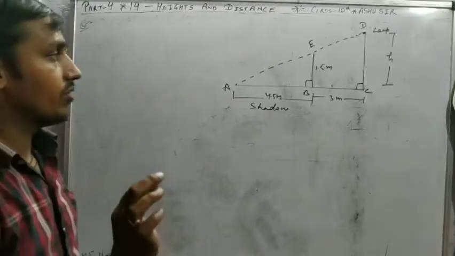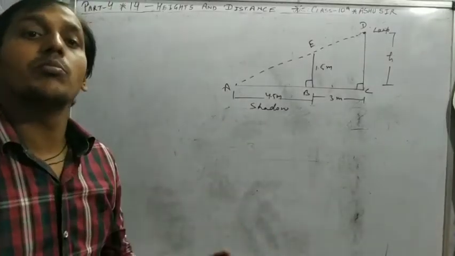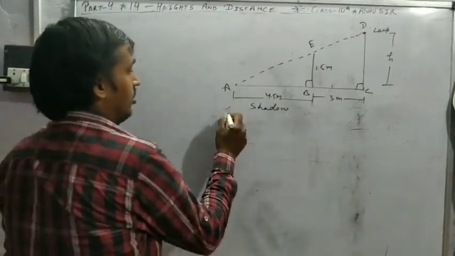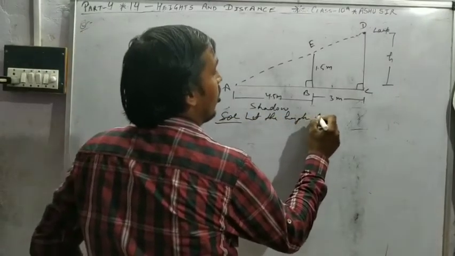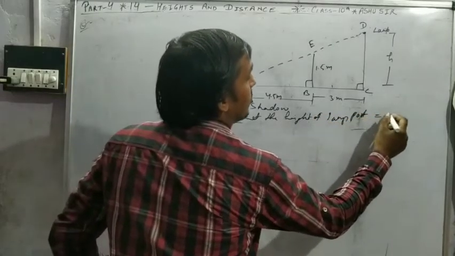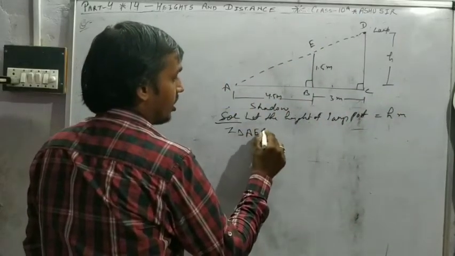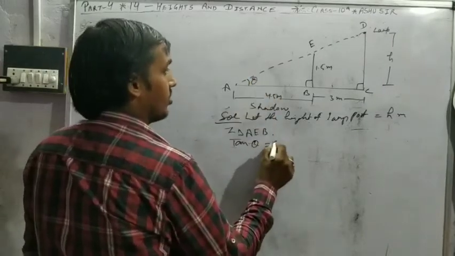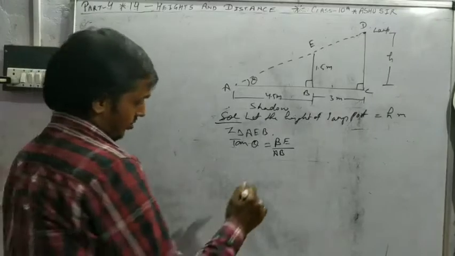Here we have to use trigonometry. You could also use similarity, but similarity you don't know yet, so this question we have to find by using trigonometry. The solution: let the height of the lamp post be h meter. In triangle AEB, suppose the angle is theta, tan theta is BE upon AB, perpendicular upon base.